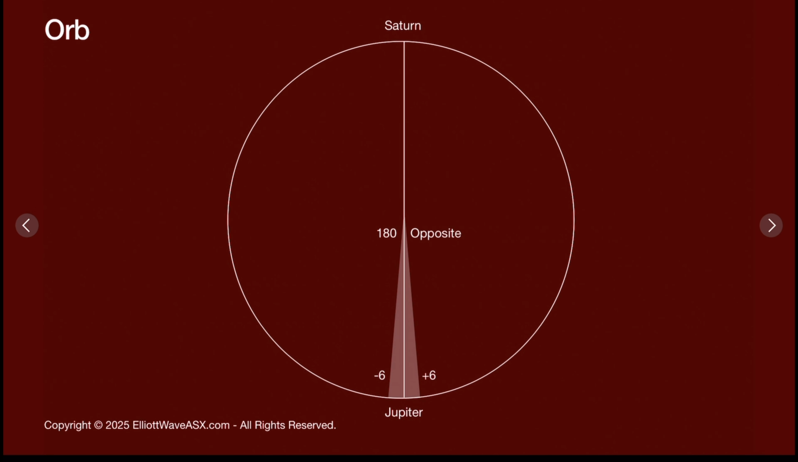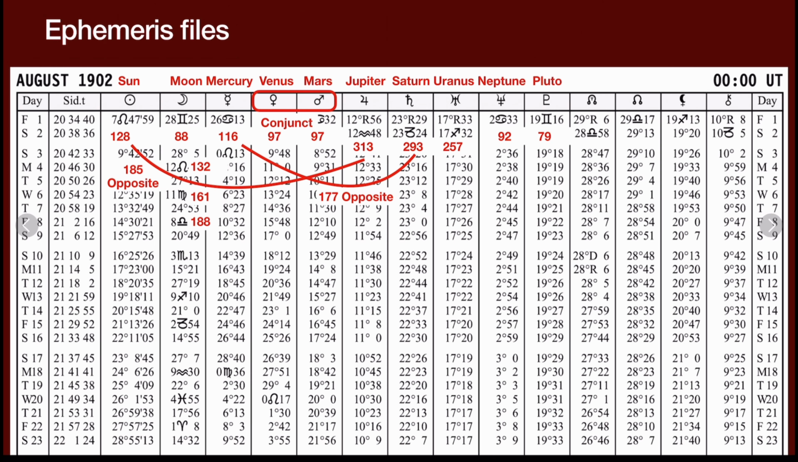Now back to the Ephemeris. Now we've got Saturn at 293 degrees and Mercury at 116. So they're 177 degrees apart and opposite. We've got Jupiter at 313 degrees and the Sun at 128. So they're 185 degrees apart, and again they're opposite. And both those examples are within that 6-degree orb. We've also got Venus and Mars, both at exactly 97 degrees, so they're conjunct.